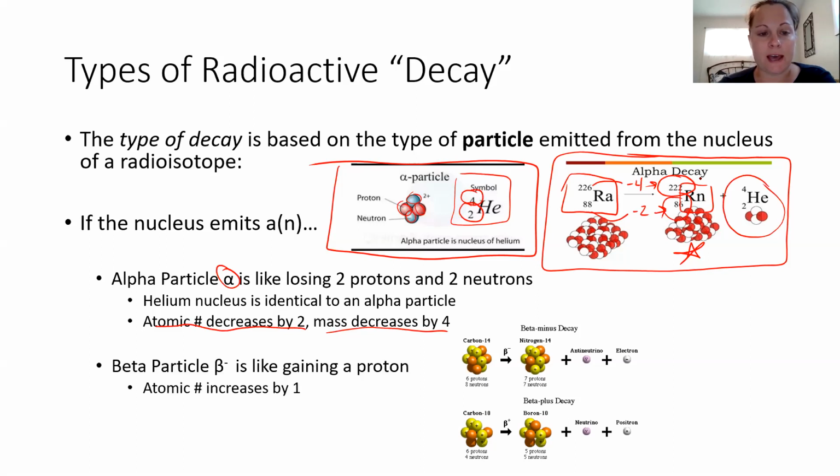Another type of decay is beta. Beta particles, beta negative, result in what would be, when all is said and done, gaining a proton. Beta particles have no mass at all. So the only thing that beta decay is going to change is it's going to increase your atomic number by 1.